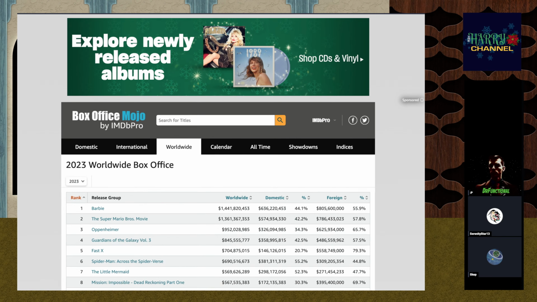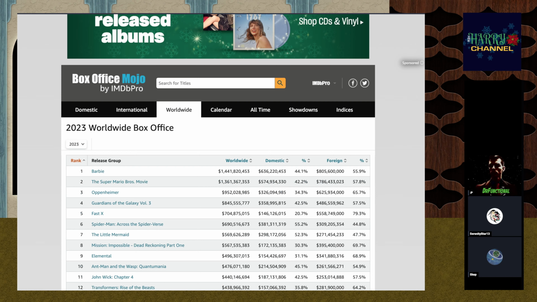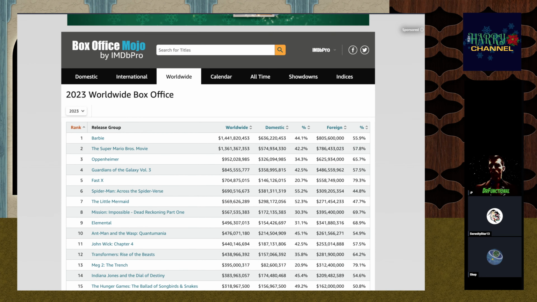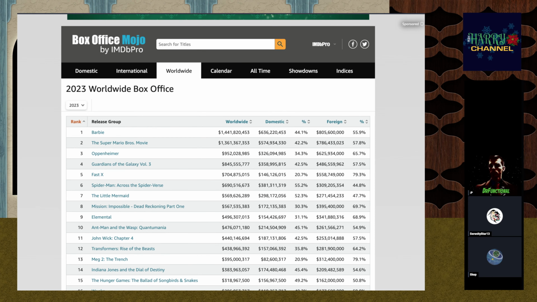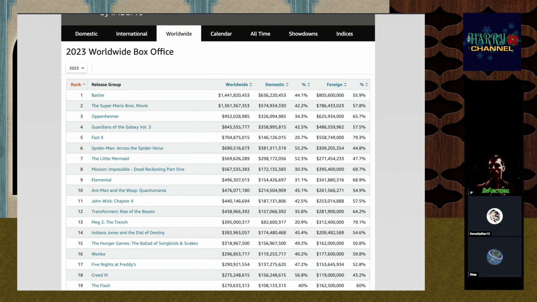Because if you look at the box office, with the exception of Guardians, which is sort of a sentimental favorite, right? Everybody loves Chris Pratt. It did okay. It pulled in almost 850 million worldwide. That's not a bad number for such a thing. And then Spider-Man Across the Spider-Verse pulled in 690. But if you look at the rest of the cape movies that came out last year, these are pretty miserable numbers.